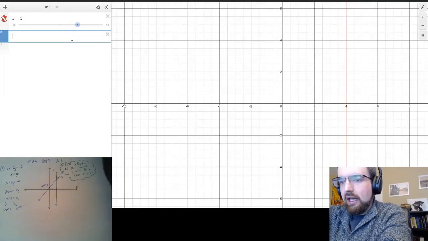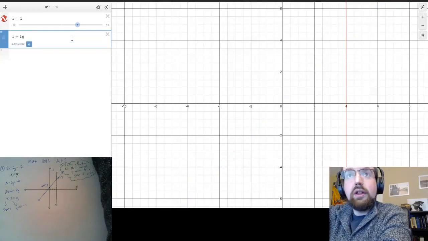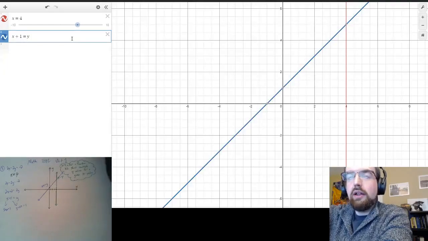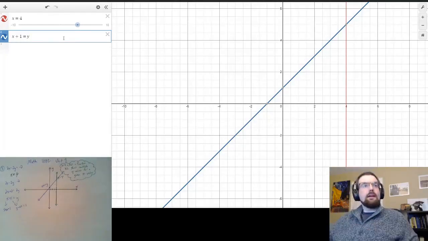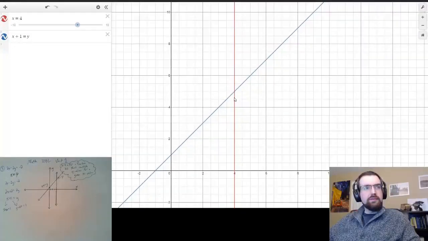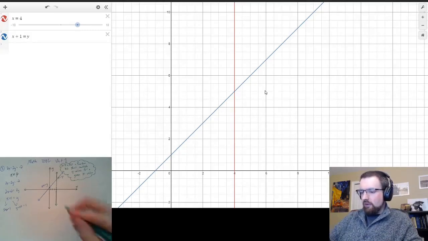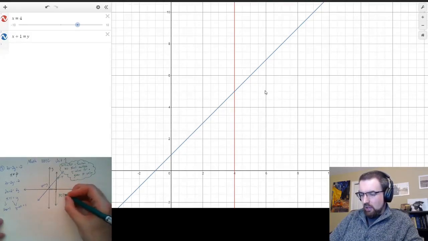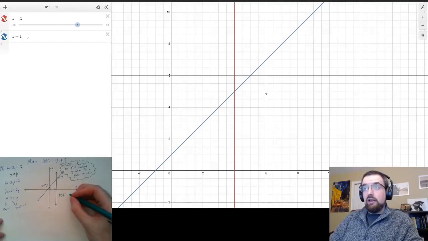And then we got x plus 1 equals y. There we go. And now from our pal over here, we can slide on this way. Here we go. And then we get 4, 5. So we see that after we've graphed these all, the POI, or the point of intersection, is going to be 4, comma 5.